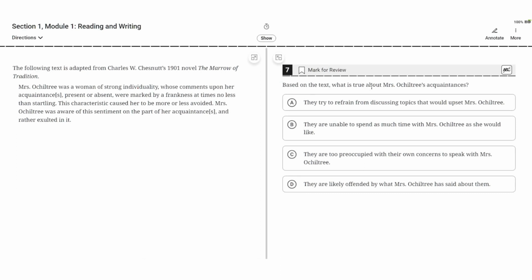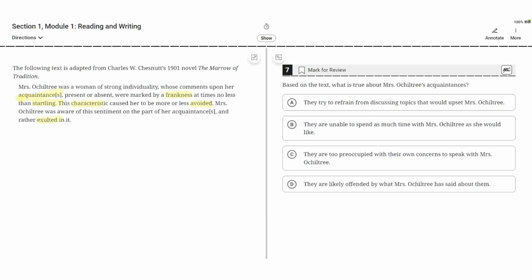Based on the text, what is true about Miss Ochiltree's acquaintances? The following text is adapted from Charles W. Chesnutt's 1901 novel, The Marrow of Tradition. Miss Ochiltree was a woman of strong individuality, whose comments upon her acquaintances, present or absent, were marked by a frankness at times no less than startling. This characteristic caused her to be more or less avoided. Miss Ochiltree was aware of this sentiment on the part of her acquaintances, and rather exulted in it.